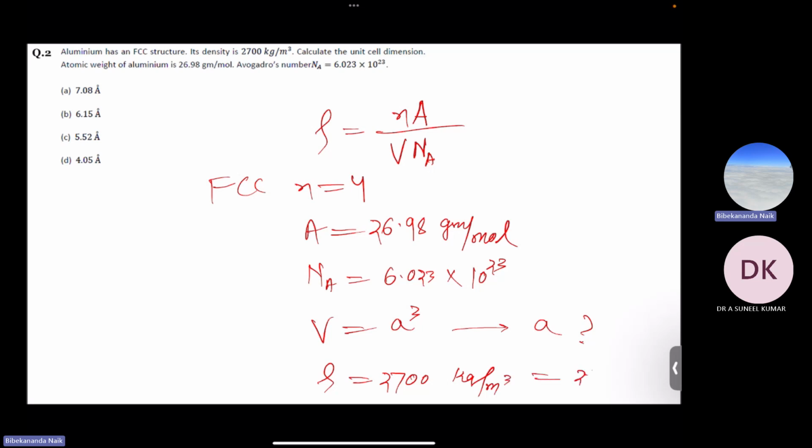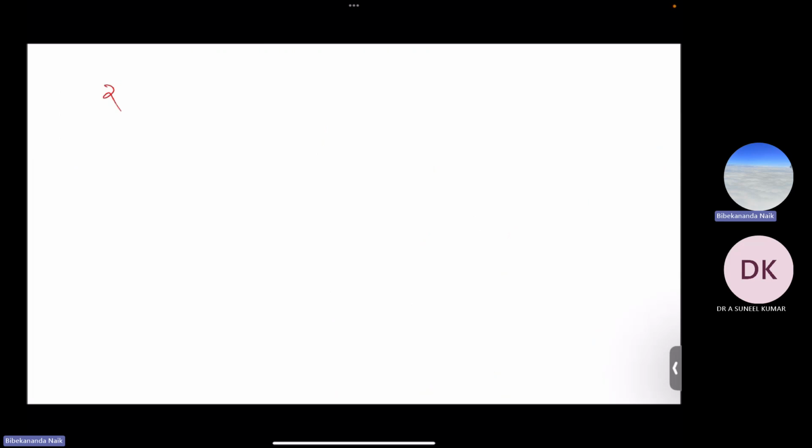That will give you 2.7 gram per cubic centimeter, because 1 kg is 10 to the power 3 gram and 1 meter is 10 to the power 2 centimeter. If you convert meter to centimeter cubed, it will be 10 to the power 6. So 10 to the power 3 over 10 to the power 6 gives 10 to the power minus 3. So 27 into 10 to the power minus 3 will be 2.7 gram per centimeter cube.